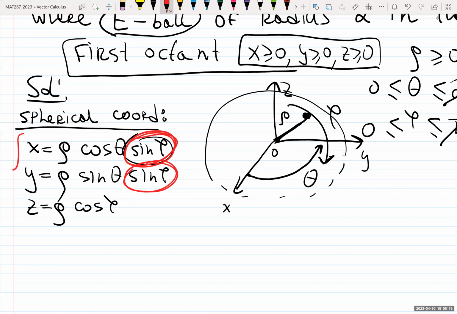Rho cosine theta sine phi. Then y is rho sine theta sine phi. And since we never wrote cosine phi before, that's at least how I memorized it: cosine phi goes at the end. Everyone has their own way to remember. I did it this way.